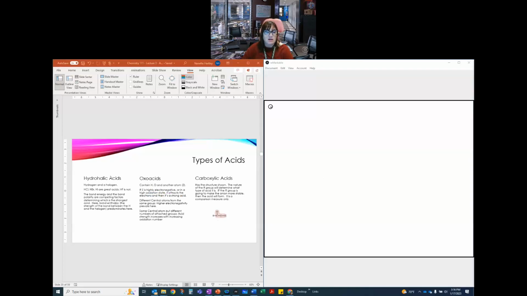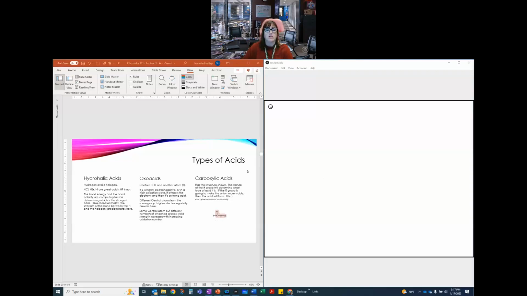So we can talk about hydrohalic acids, so HCl, HBr, HI. Those are great acids. HF is not, but that's made from a hydrogen and a halogen. It's called a hydrohalic acid. We also have things called oxoacids. They contain HO and something else. All right, CH3COOH is an oxoacid.